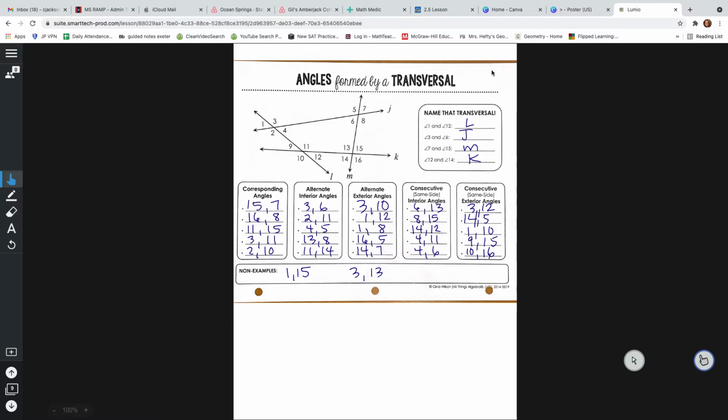If you like to color, more power to you. You're welcome to color it. If you don't want to color, you can just write what they are in the box. But this is just for you to practice. So this is not homework. Now, if you want to leave that out while we do this next part, we're going to write a few notes.